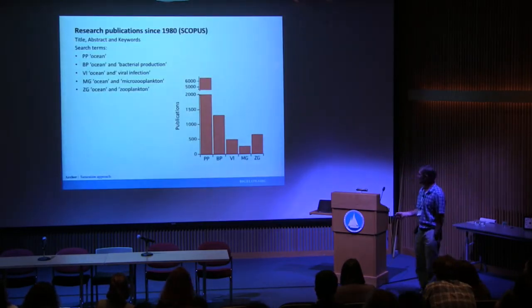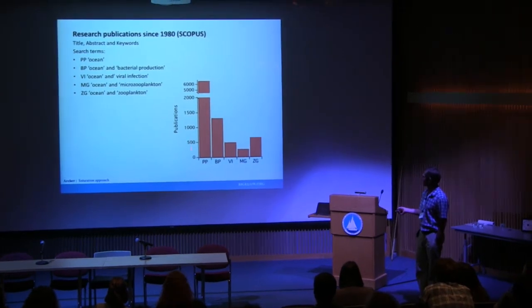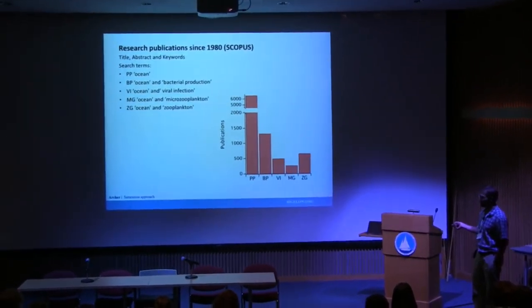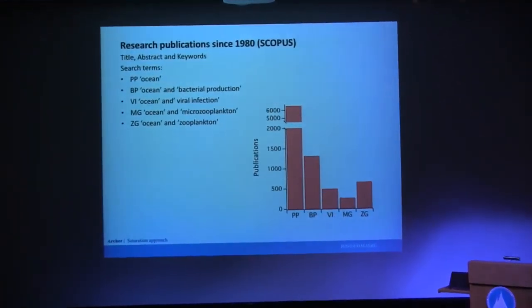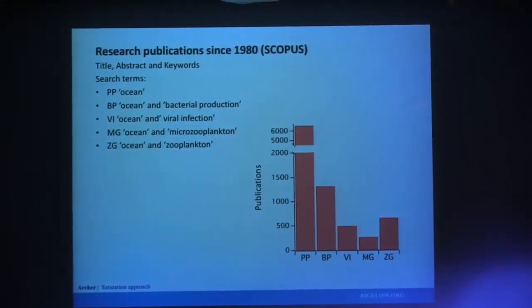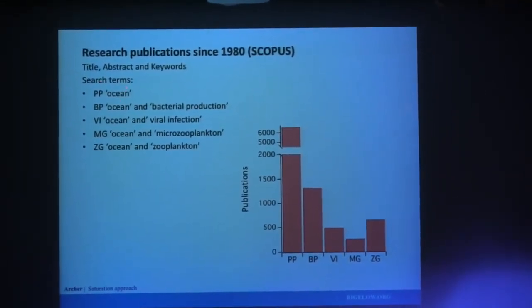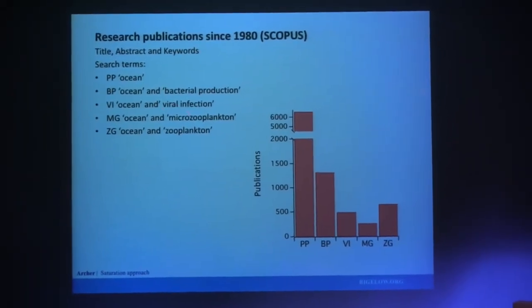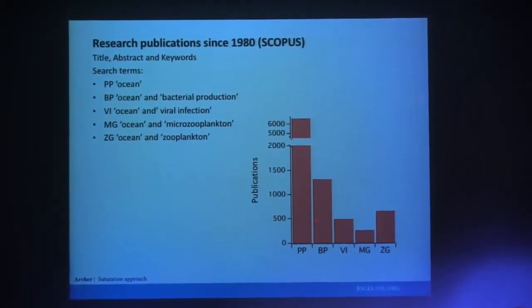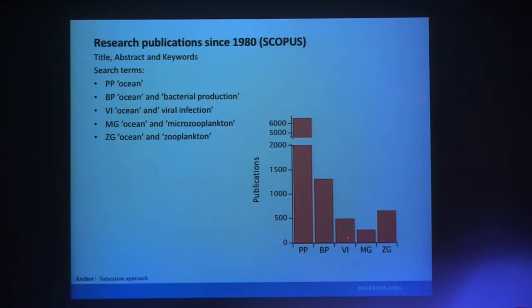But some of the motivation really is that, as Ben pointed out, microzooplankton grazing might be an understudied aspect of ocean biogeochemistry. And if you do a search through Scopus for primary production in ocean, bacterial production, viral infection, microzooplankton, since 1980, then you get the least hits for microzooplankton grazing. That maybe suggests that we're not putting enough effort into it. And one of the reasons might be that we don't really have the tools to address the problem.